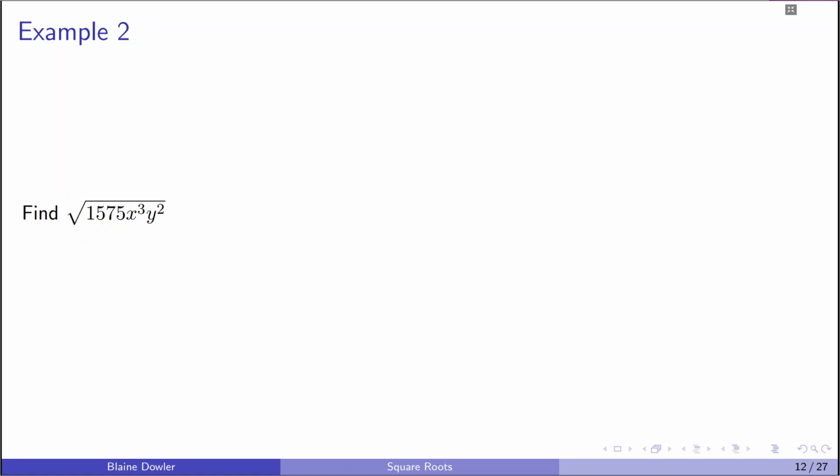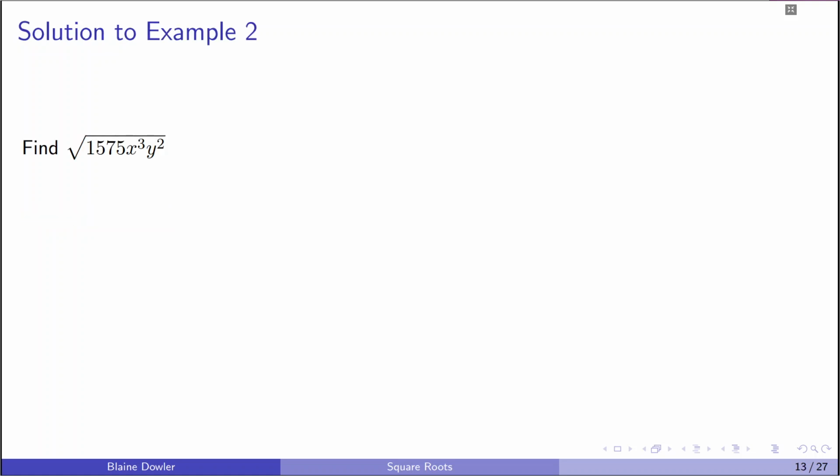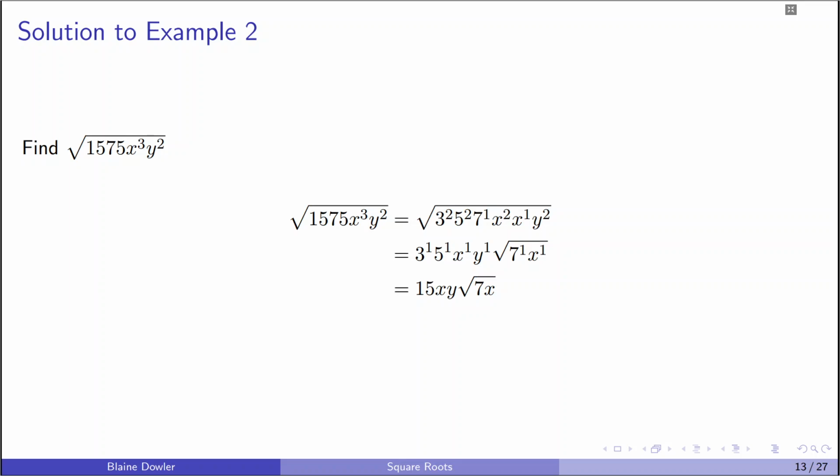Example 2, square root of 1,575 x cubed y squared. Well, the 1,575 part we have to factor. That's 3 squared, 5 squared times 7. We also have some x squared pulled out there, and leaving the x to the 1 behind. Now everything with the even exponents can come out. So that's 1, 3, 1, 5, 1x, and 1y come out. The odd exponents stay behind. That's our 7 and our third x. So that's 15xy times the square root of 7x.